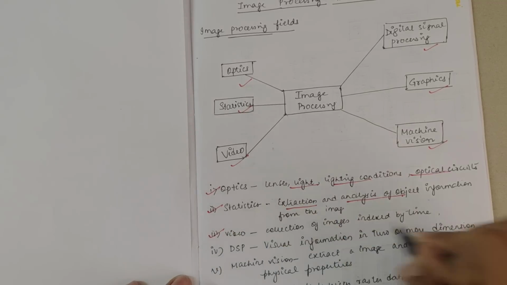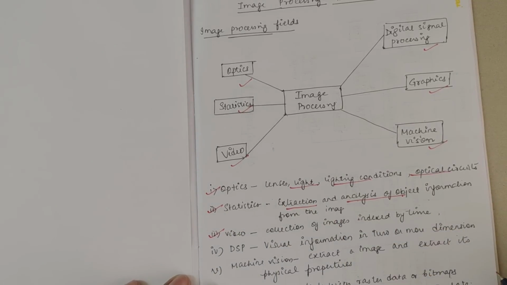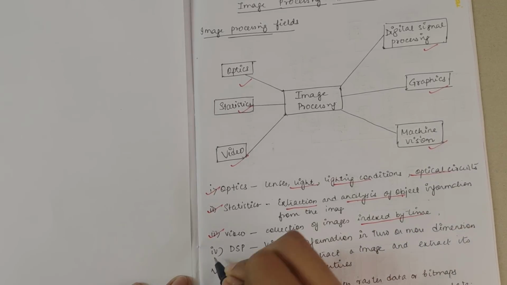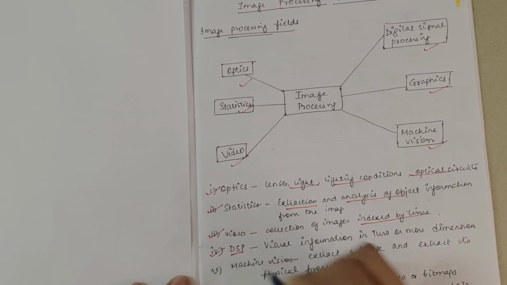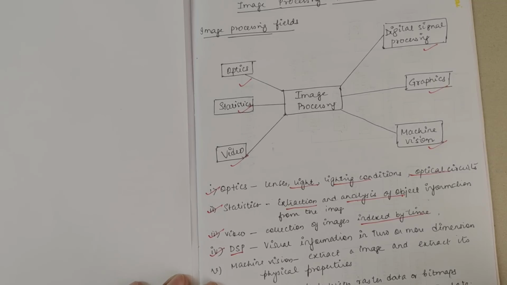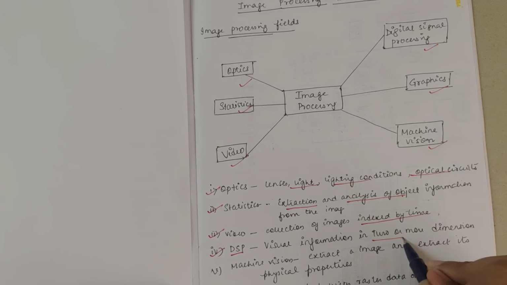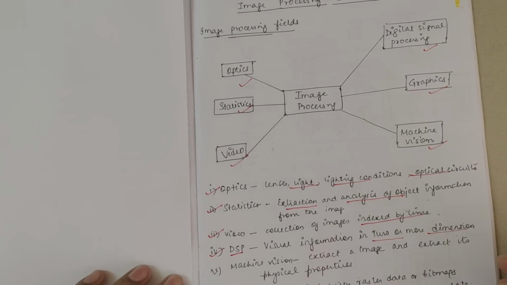Next we have video. A video is nothing but a collection of images which is indexed by time. Followed by that we have DSP. What is DSP? DSP is digital signal processing. What it will do is it processes the visual information in two or more dimensions of a particular image.